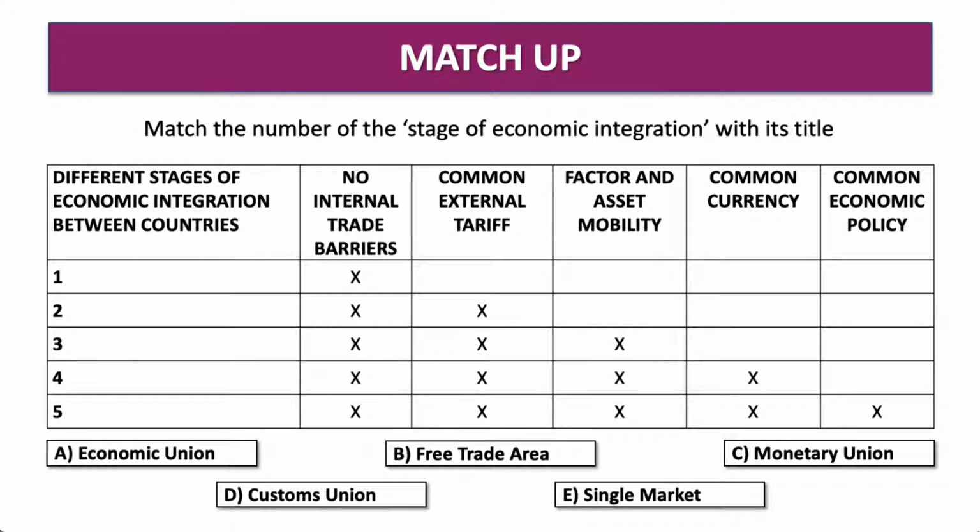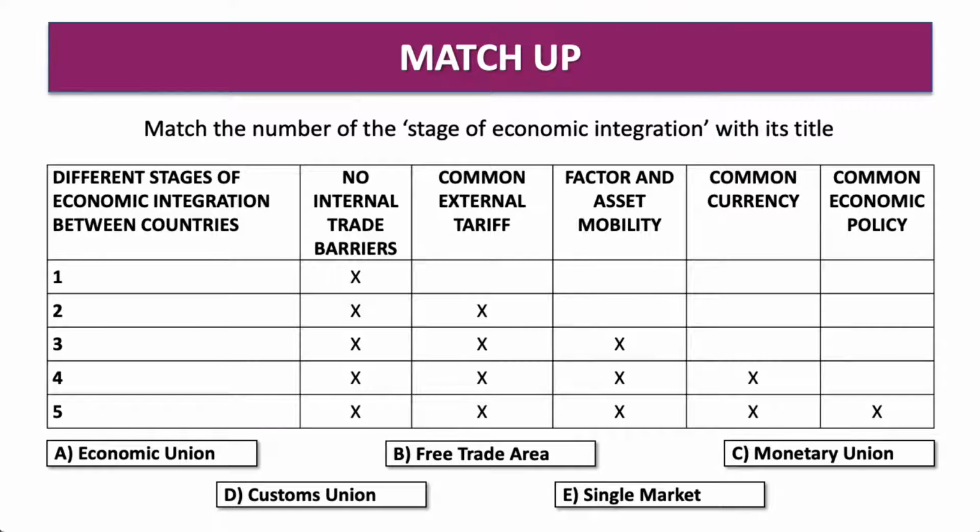Riddler, 1B, you're right. Tom, 2 is D. Let's have a look. Customs union, you're absolutely right. So customs union has a common external tariff. One deeper than that is we then become a single market. So E is 3.